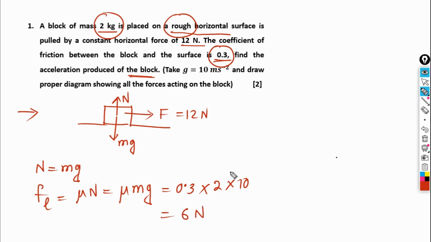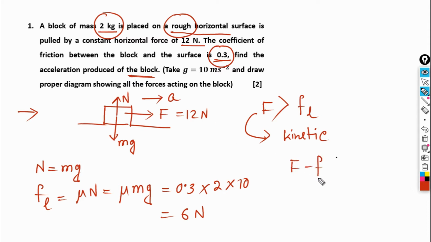I told you that if applied force is greater than FL, then the condition will be kinetic. The object will move with some acceleration a. So what will be the resultant force? F minus friction. Which kind of friction will you get? Kinetic friction, Fk. As it is not mentioned whether this 0.3 is the coefficient of kinetic or limiting friction, we can use it for both purposes.